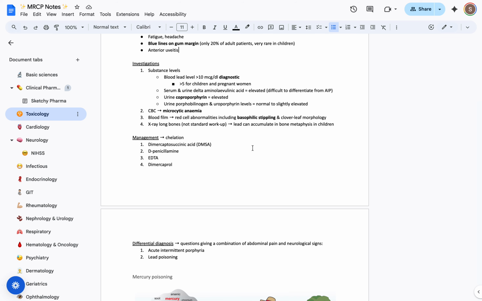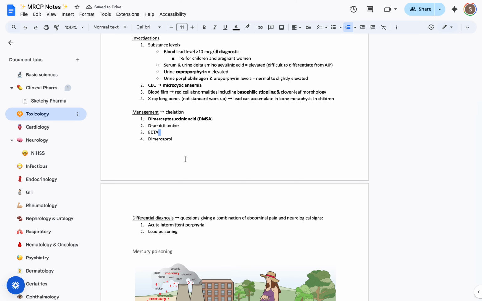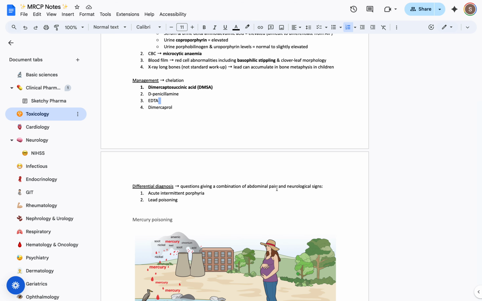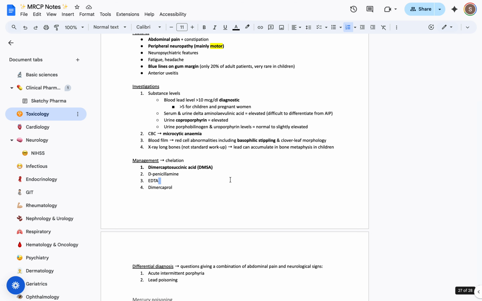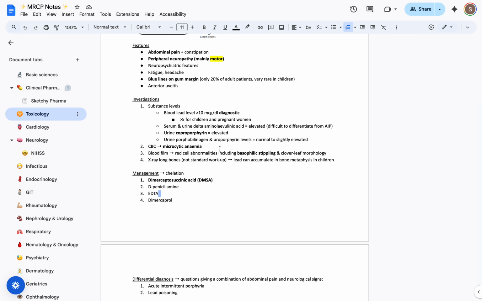The management is by dimercaptosuccinic acid, DMSA. And then the other options are D-penicillamine, EDTA, and dimercaprol. If we have a question that's giving a combination of abdominal pain and neurological signs, it could be either porphyria or lead poisoning, so we have to look at the urine coproporphyrin.